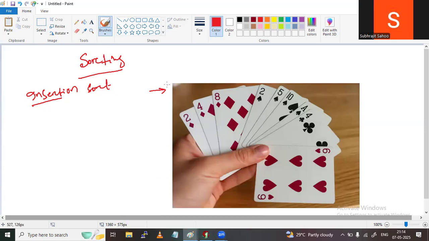Today, in this video, I'm going to discuss one more sorting technique, that is insertion sort. Sir, why is this image here? What is the work of this image? I will explain. The insertion sort mechanism is what we do while playing playing cards, so it is a best example for insertion sort. That's why this playing card picture is there.